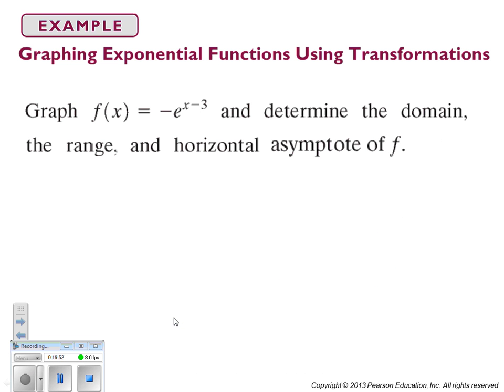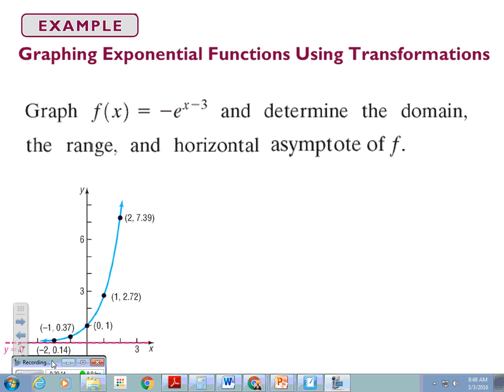All right, so the same rules apply. We use transformations, whether our base is e or our base is 2. For this, this is going to give us a horizontal shift 3 units to the right, and it's going to give us a reflection across the x-axis.